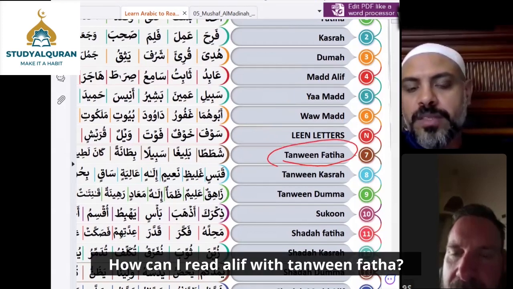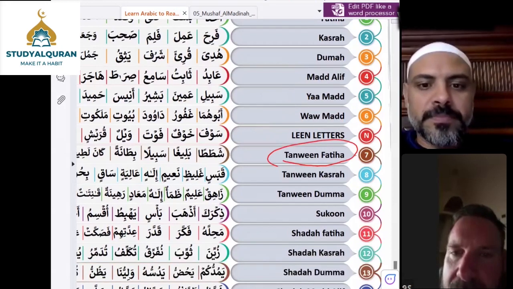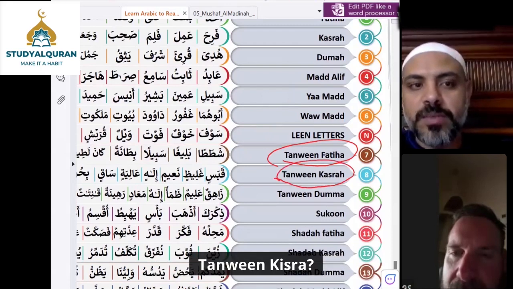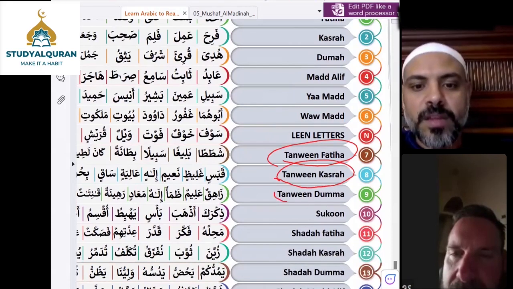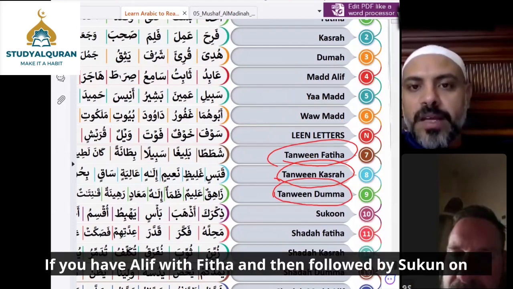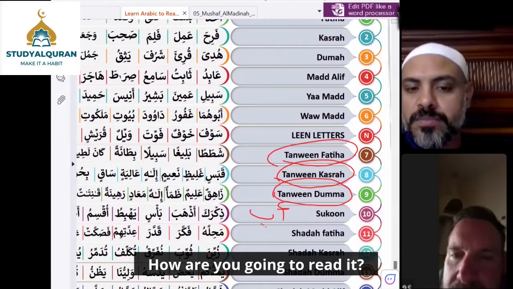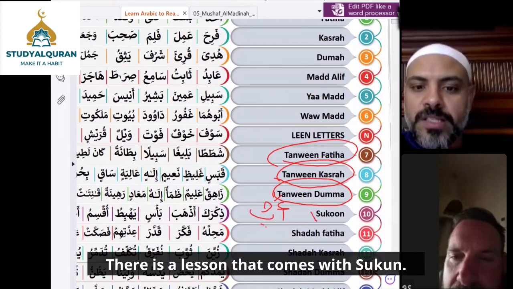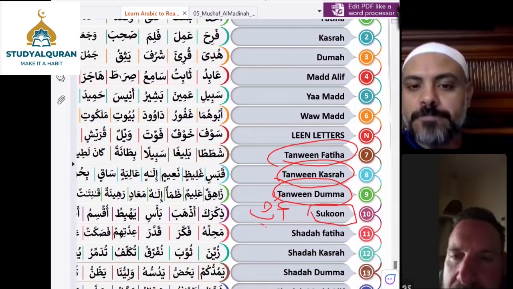Okay, tanween fatha. How are you going to read alif with tanween fatha? It's going to be two lines. This is how it looks. And how is the sound with alif? Perfect. With kasra, tanween kasra, in. And dhamma, un. If you have alif with fatha and then followed by sukun on a ba, how are you going to read it? Ab. Perfect.